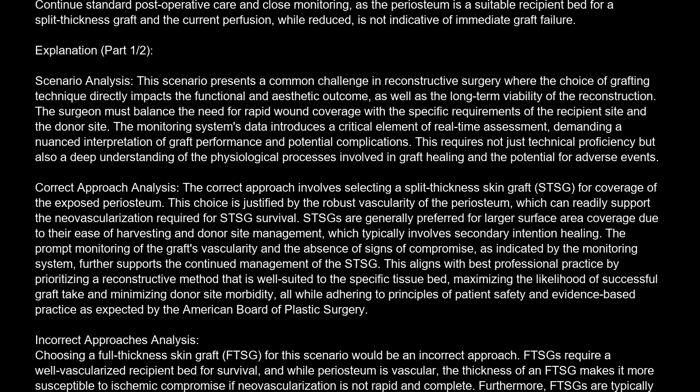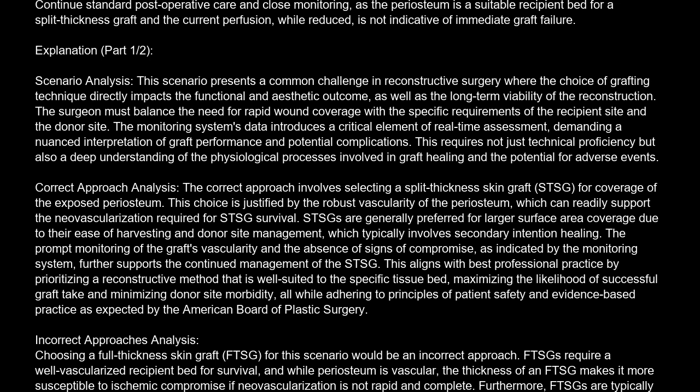The monitoring system's data introduces a critical element of real-time assessment, demanding a nuanced interpretation of graft performance and potential complications. This requires not just technical proficiency, but also a deep understanding of the physiological processes involved in graft healing and the potential for adverse events.